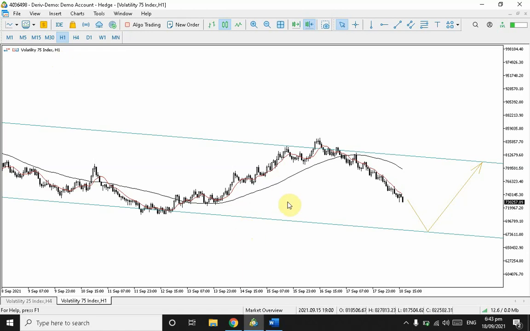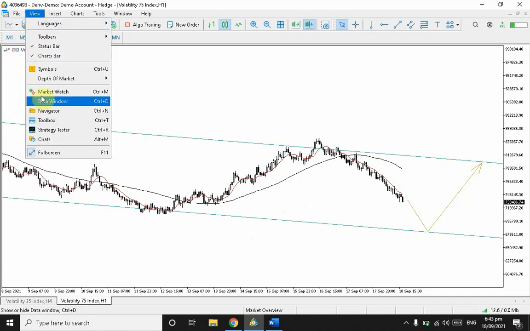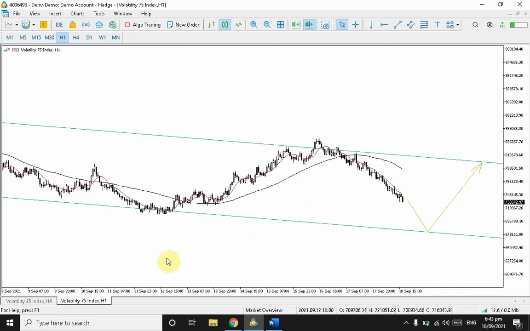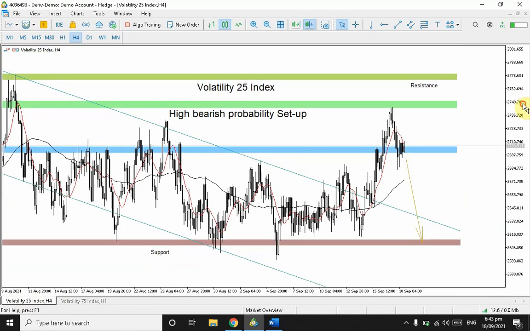Okay, so just hang on there. I'm going to do more analysis of the other markets. I'm going to analyze the 50, all right, and the 100. I've done an analysis of the 25 here, guys. Okay, and what I'm expecting here is for this price to push down here. All right, and so I see an opportunity to short the market here, but I'm still waiting for further signals to enable me enter this market.